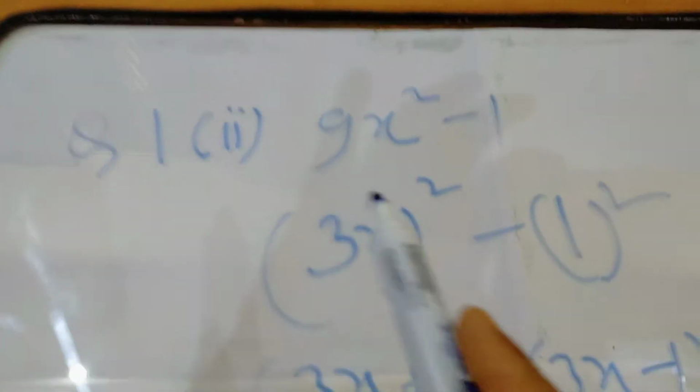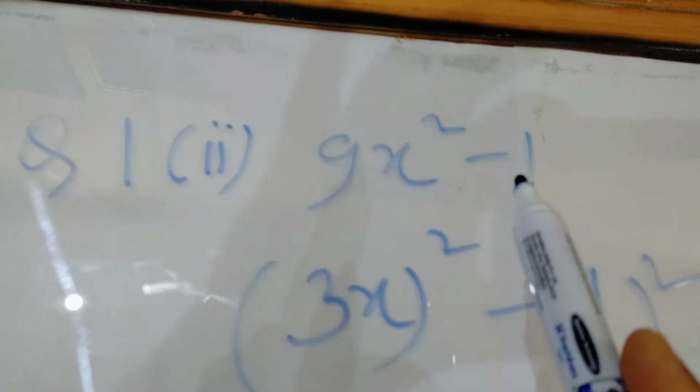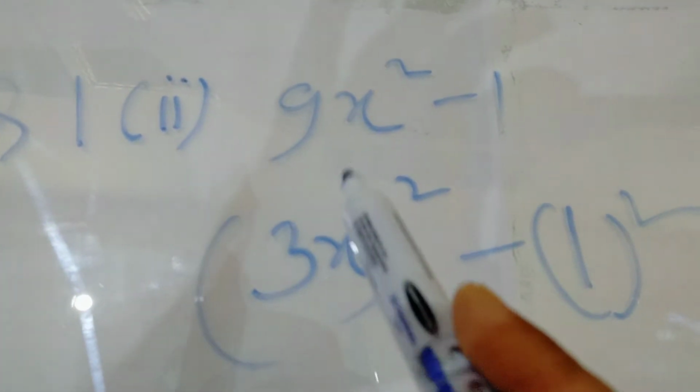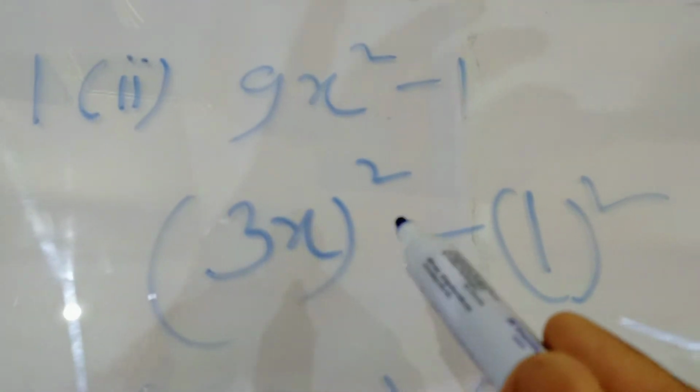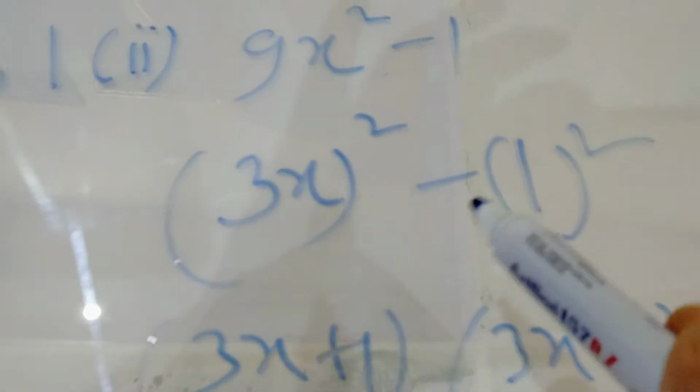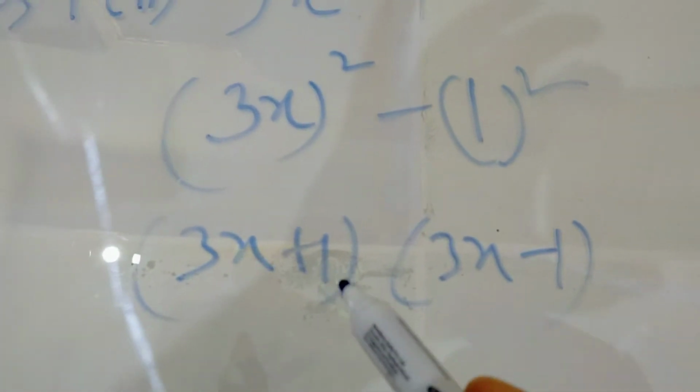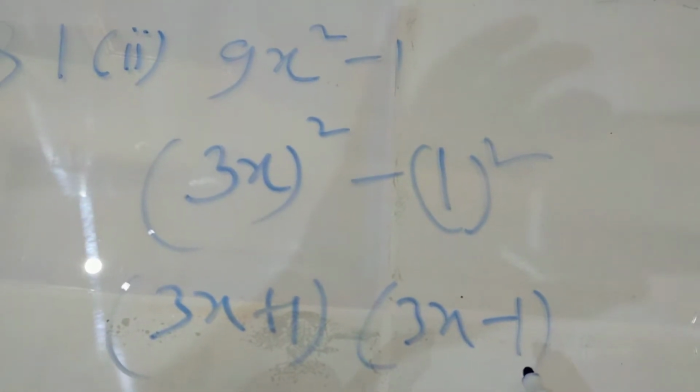Now our next question is 9x square minus 1. It is written as 3x whole square minus 1 square. So finally it will be 3x plus 1 multiplied by 3x minus 1.